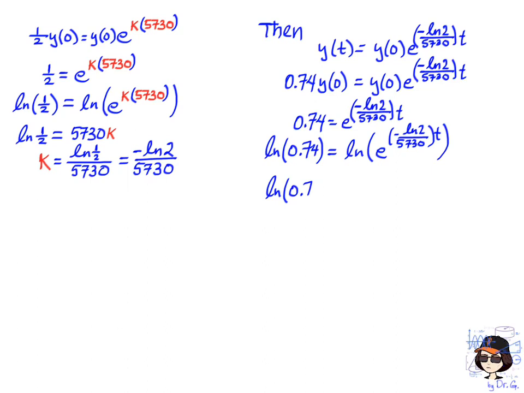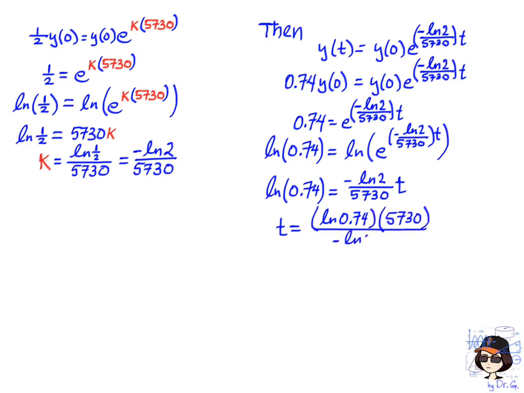And on the right, I can just bring down the exponent. And now I can just divide both sides by negative natural log of 2 over 5730 to get t. So t is the natural log of 0.74 times 5,730 divided by negative natural log of 2. Now we want it to be positive, right? We want it to be t years ago that it died.